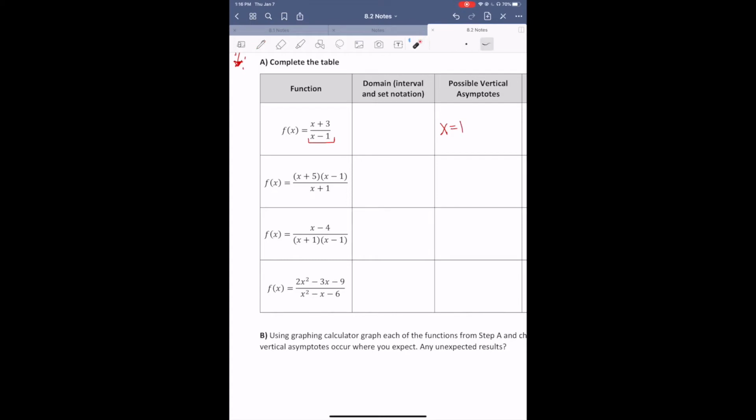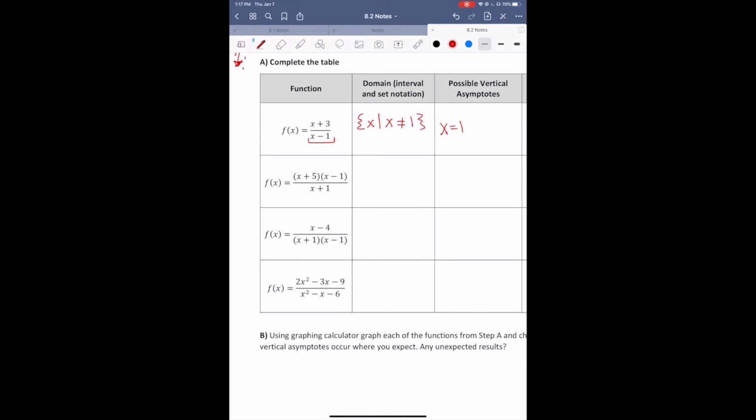Now, we're identifying the domain based off of the asymptote. I do understand it tells you to do it in interval notation. Remember, ignore the interval notation. We are focusing on set notation only. So the domain would be everything except for positive 1.